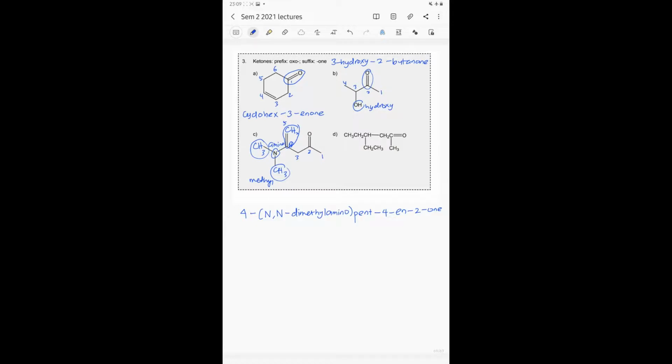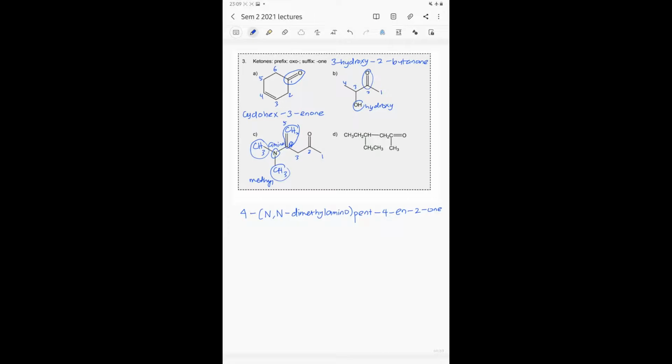Okay, so another name may be 4-(dimethylamino)-4-methyl-2-pentanone. But I don't think this one is suitable. Okay, just accept the first one.